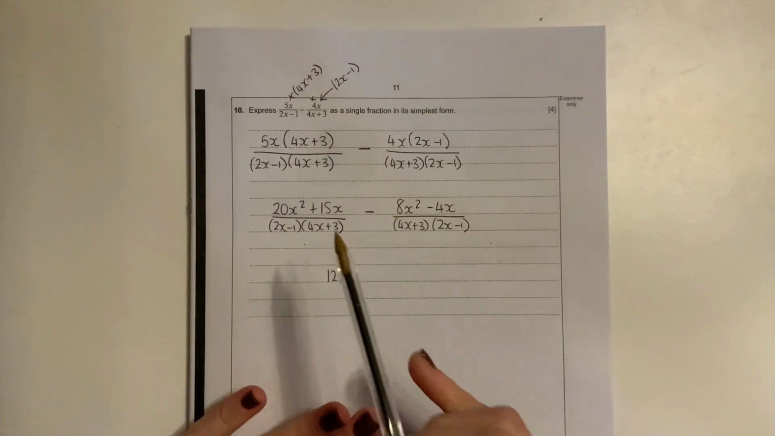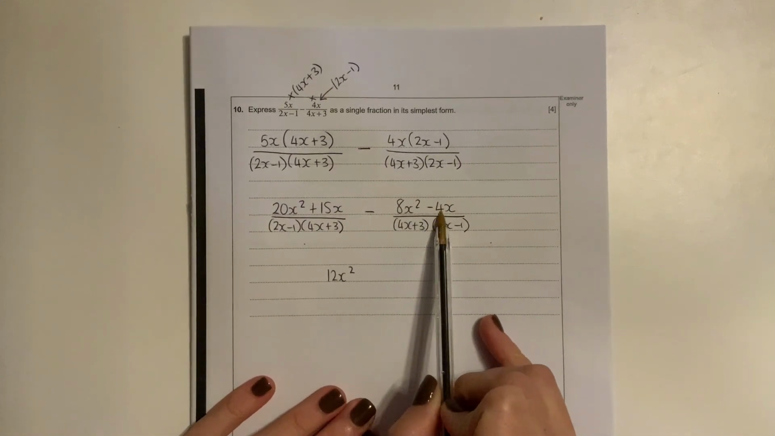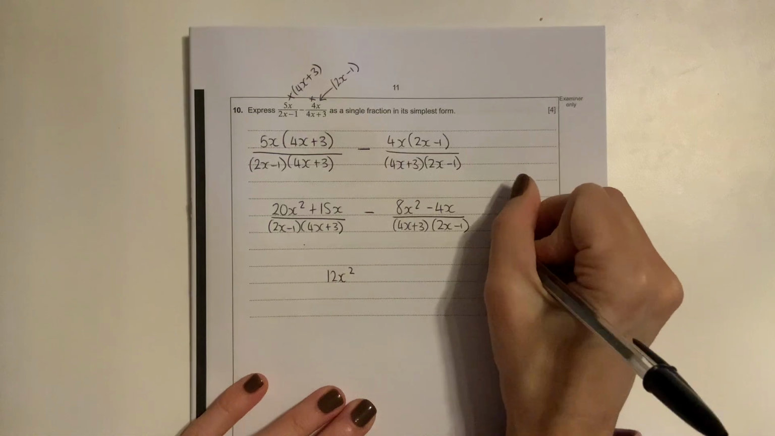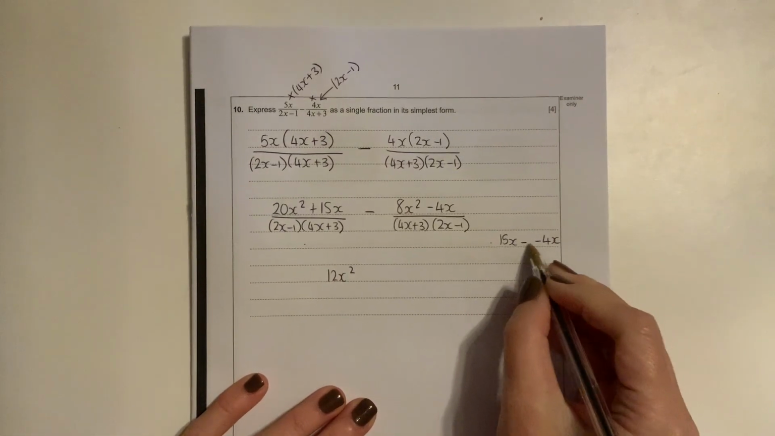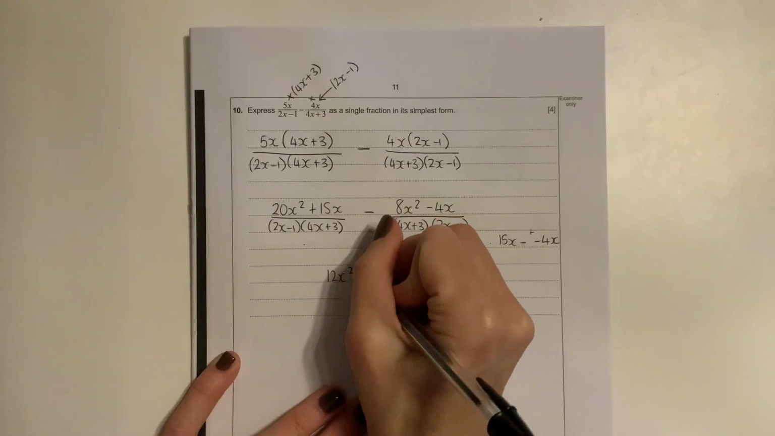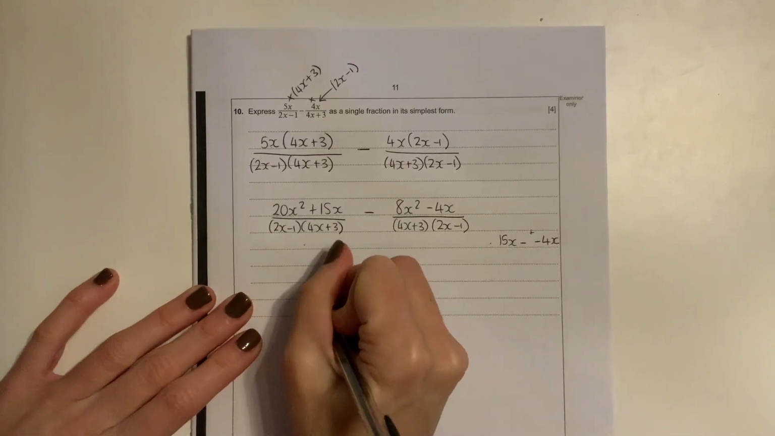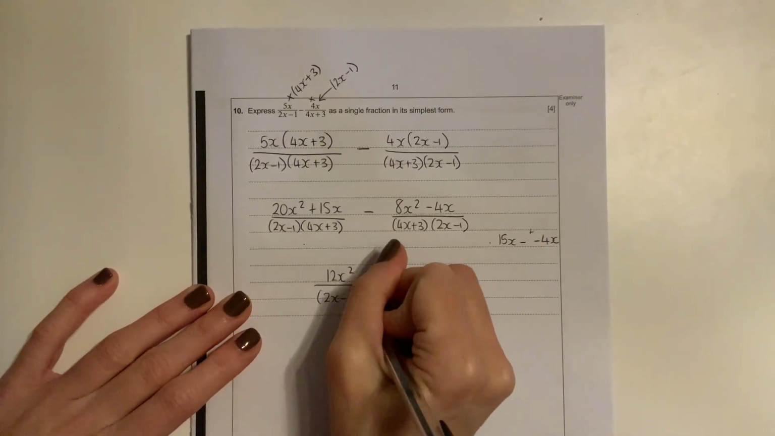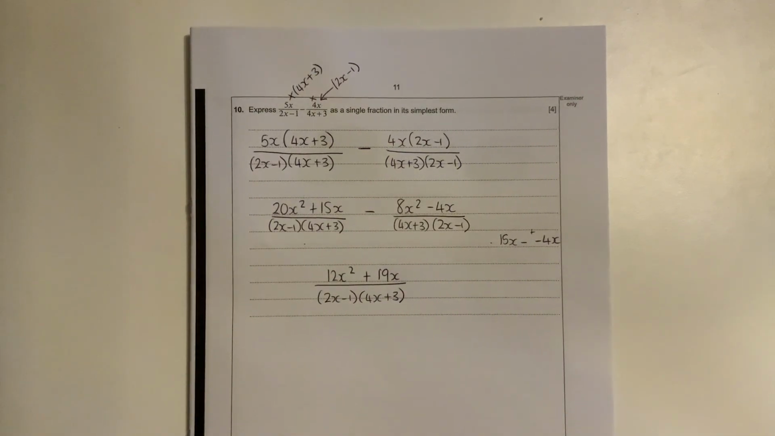This is the bit to be careful with. It's 15x take away negative 4x. So if I actually write that out, 15x take away negative 4x, these two make a plus, don't they? So it becomes plus 19x. And all I have to do is write my denominator as it is. And actually, that is the question completed.